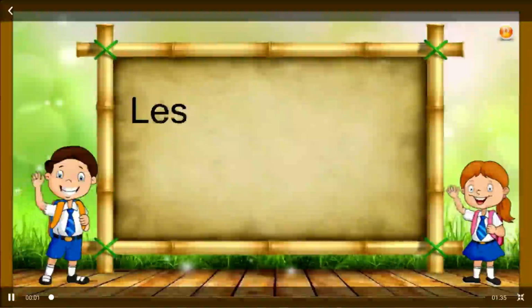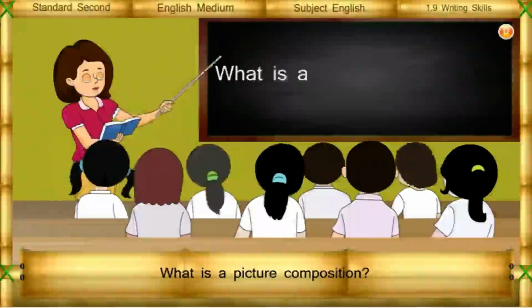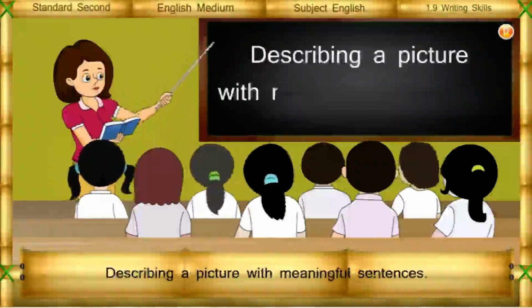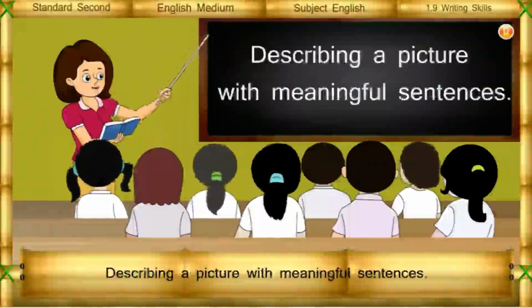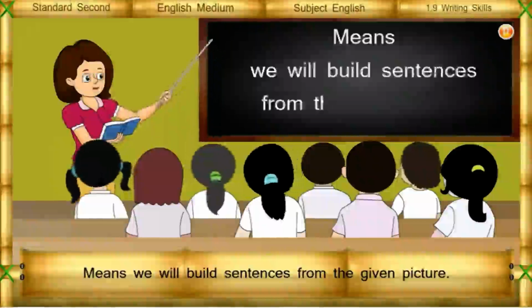Lesson number 9, 1.9 Writing Skills. What is a picture composition? Describing a picture with meaningful sentences means we'll build sentences from the given picture.